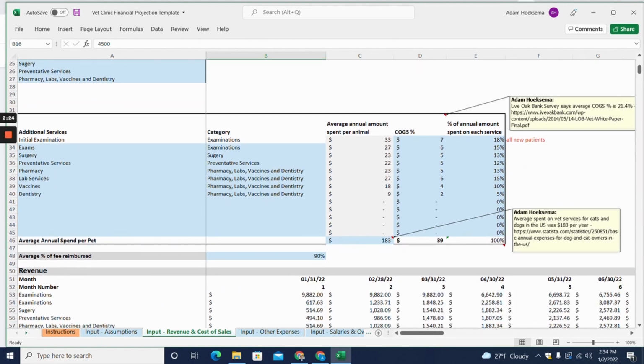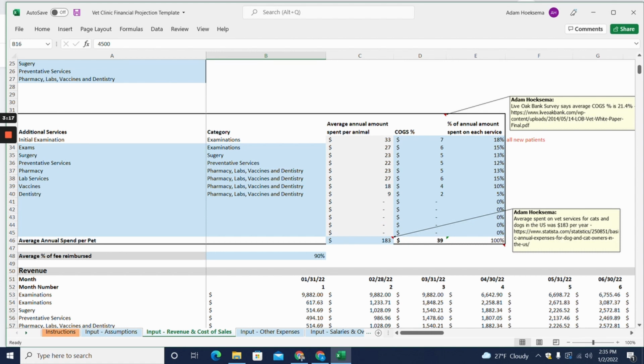The next thing that we did is we looked at a survey from Live Oak Bank, and they provided a breakdown of the different services that are typically provided and what percentage of total revenue, total sales, each service represented for 700 or so different veterinarian clinics. So it's really good data, and that's where our initial default numbers over here come from. They're not perfect, and yours are certainly going to vary based on your business plan. You may decide to focus on surgery more than others, or maybe you don't want to do surgery at all, and focus on different services. So your specific breakdown here, you should adjust based on what your plan is.